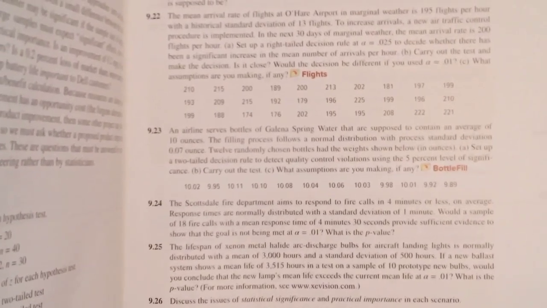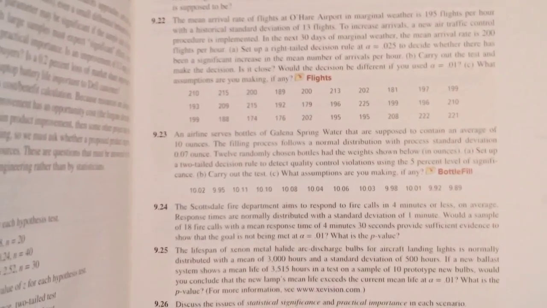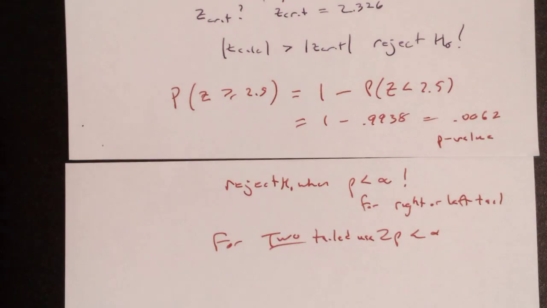Problem 23. Here we go. An airline serves bottles of Galena spring water that are supposed to contain an average of 10 ounces. The filling process follows a normal distribution with a standard deviation of 0.07 ounces. 12 randomly chosen bottles have the weight shown below. Let's see if the Galena spring water is filling at 10 ounces.